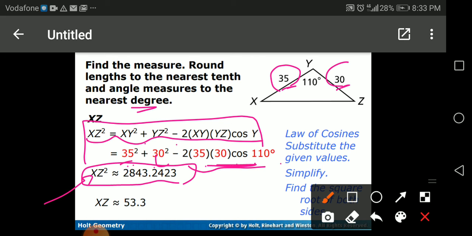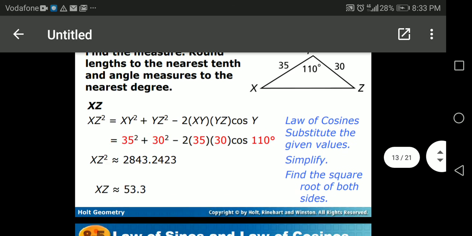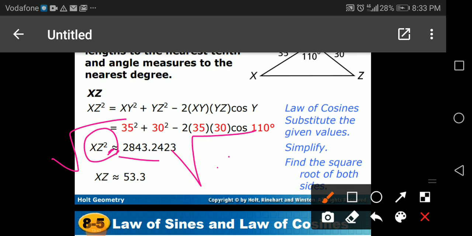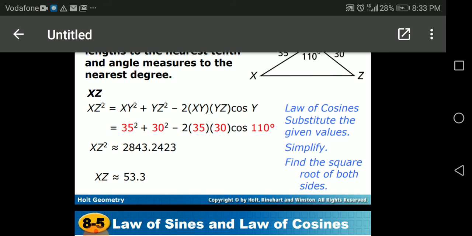He asks me to the nearest what? This is to the nearest tenth. So where's the nearest tenth here? The tenth, then we look at the hundredth. So this 4 doesn't change the 2. Before that, this is XZ², so don't forget to take the square root of this number to get rid of the squared. Then it will give you 53.3 after rounding. Okay, guys, easy one.